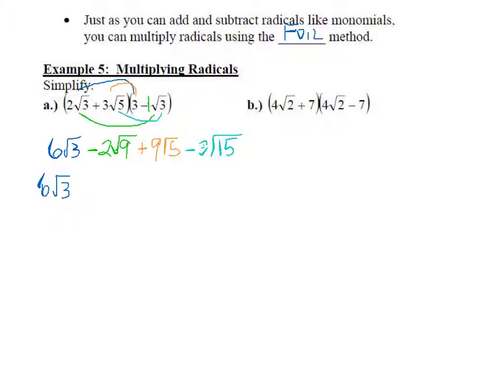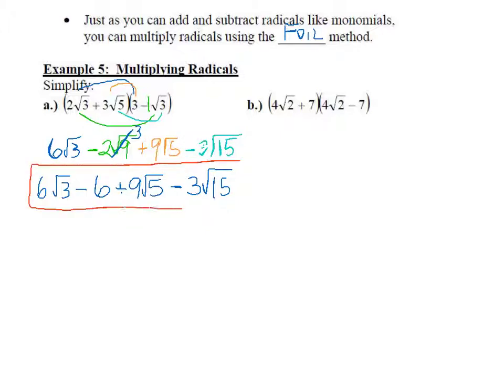Oh man, that's just going to bug me. Let me clean this up a little bit here. Alright. 6 radical 3 minus, well, if this becomes a 3, you're going to have a 2 times a 3, which is 6, plus 9 radical 5 minus 3 radical 15. And since none of those numbers underneath the radical can be added together, this just ends up being your answer. So a nice, ugly, long answer with 4 terms.